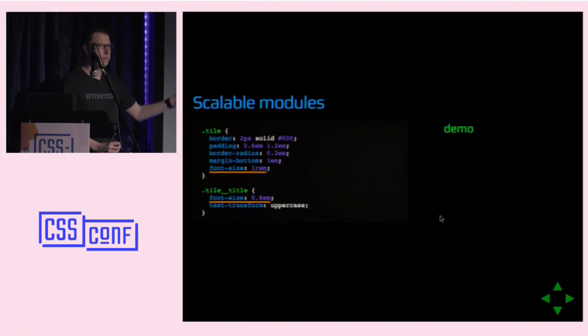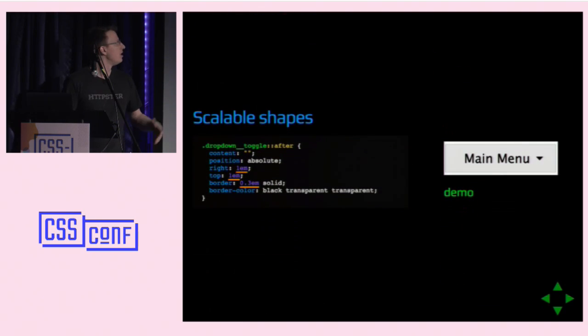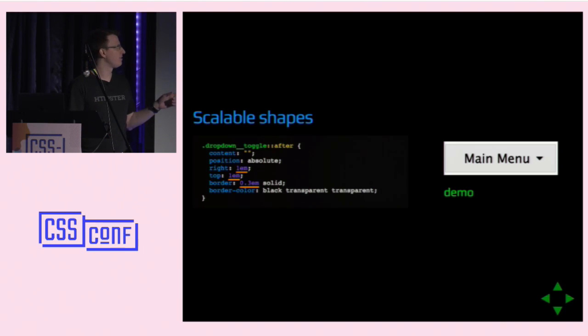So we'll do it again. This is a really powerful pattern. Let's do it with some other modules. Let's do it with the drop-down menu. This drop-down menu, I've used the border trick to draw a triangle. I've done it with the after pseudo element of the button. So it's absolutely positioned. Its positioning is in M, top 1M, right 1M. And the border size, in this case, is 1M, because that's what determines the size of the triangle.